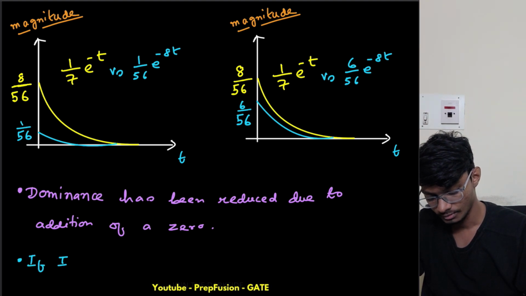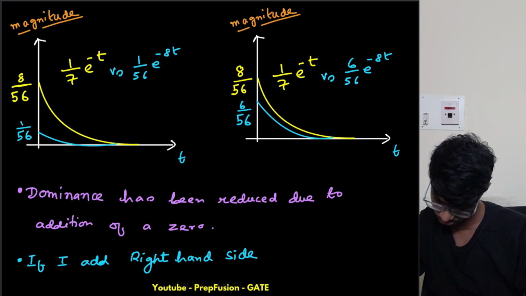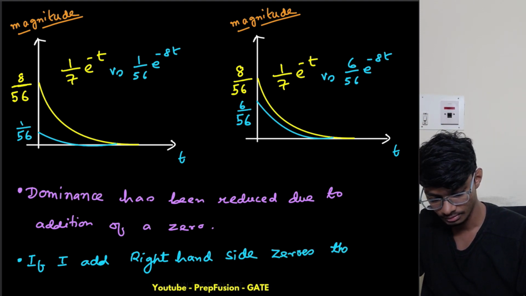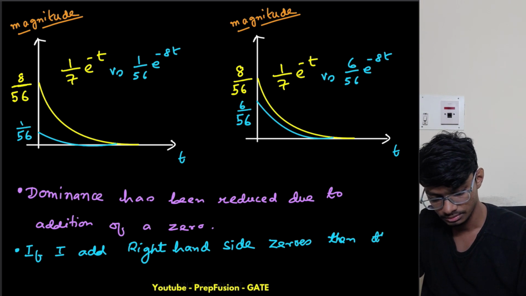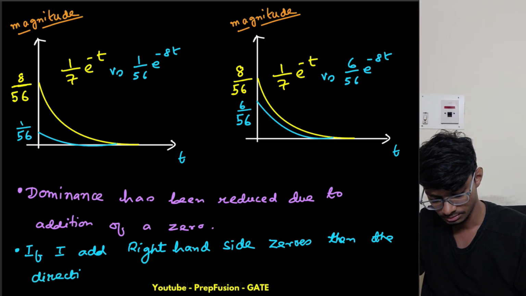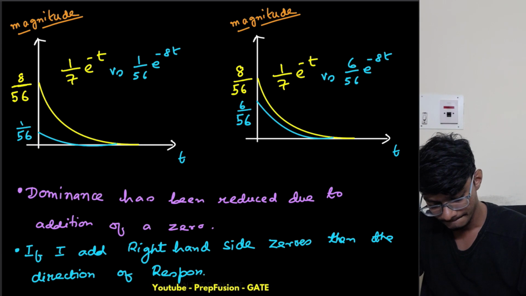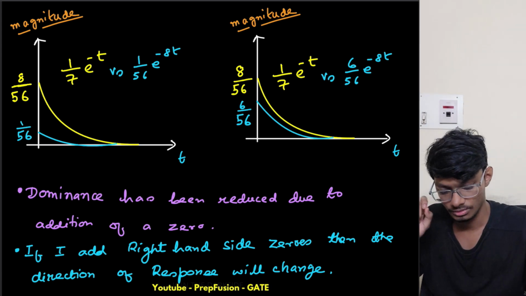So if I add right hand side zeros, then the direction of response will change and the system will become a non-minimum phase system, right? Direction of response will change. Okay, so this was it for zeros.